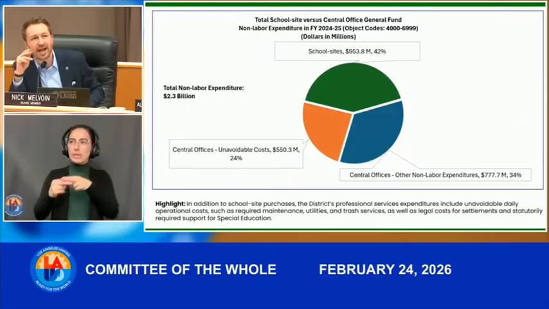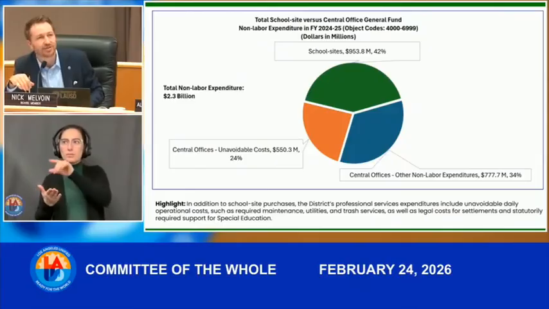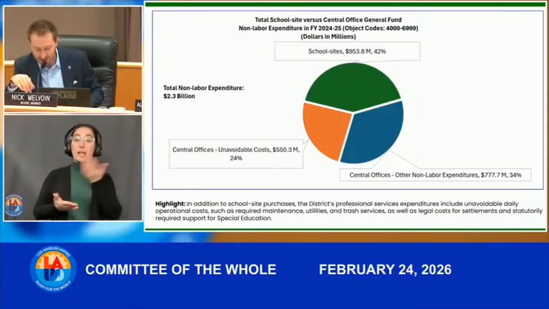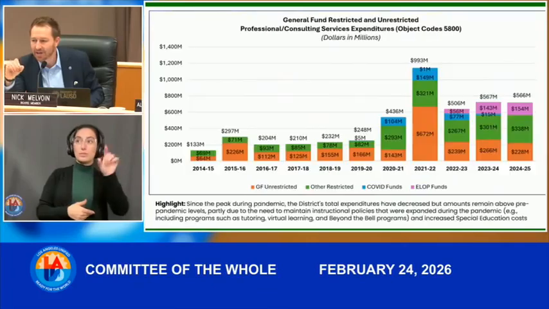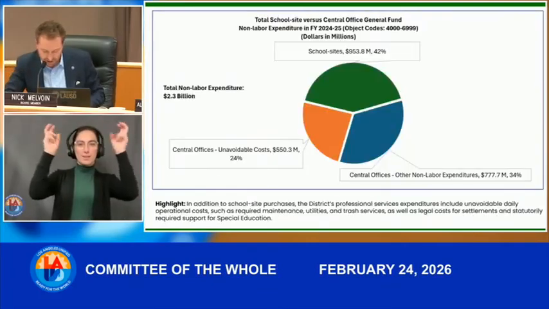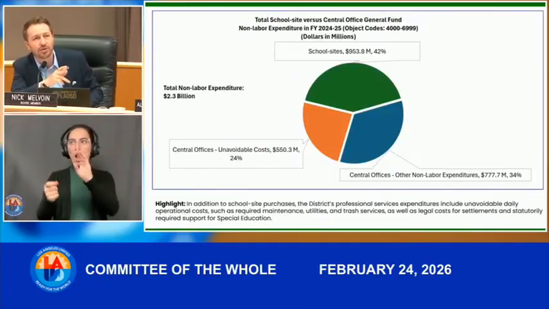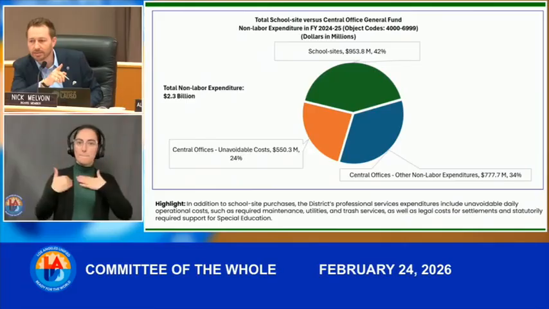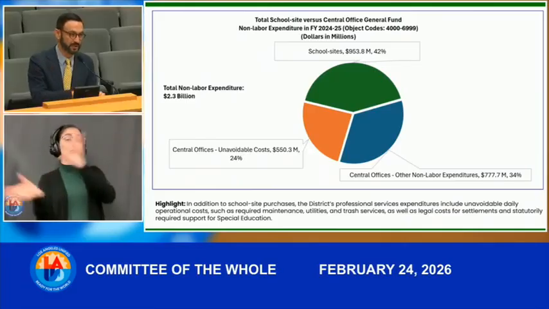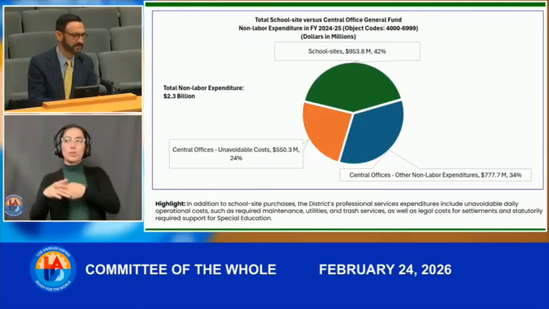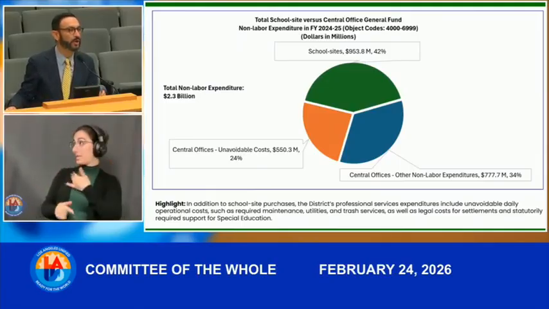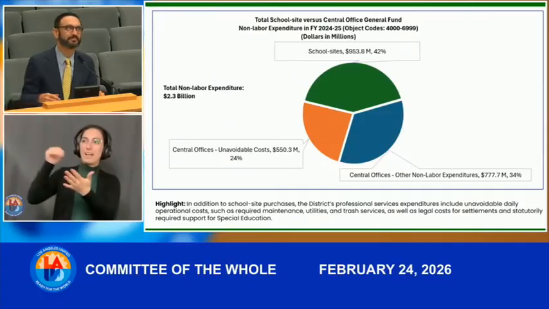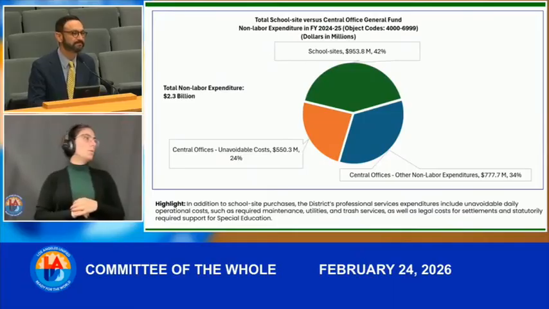I'll also note that your slide 9 has 4,000 to 6,999, and our version has 5,000 to 5,999. The header for our slide 9 is just the 5,000 object codes, and yours says 4,000 to 6,999. This slide is all of non-labor, which is the objects starting in 4,000 all the way through 6,000. So is ours wrong? Ours is the same figure and dollar amount. It just says 5,000 at the top. Oh, my apologies. So that is correct.